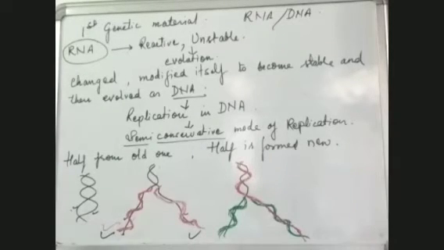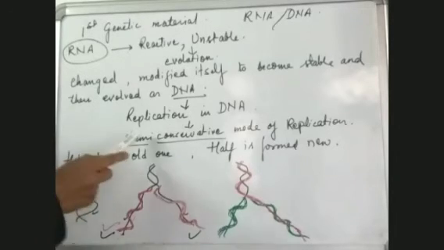Replication in DNA is semi-conservative. Semi-conservative means half is conserved and half is formed new. As you know, DNA is a double helical structure. It has two strands, and both the strands are coiled around each other like this. If you see this structure, I have made DNA. This is one strand. This is another strand, which is coiled around it. DNA consists of two strands which are coiled around each other.